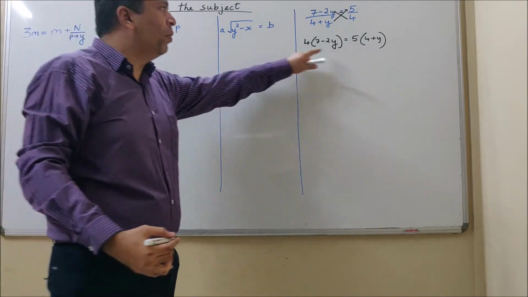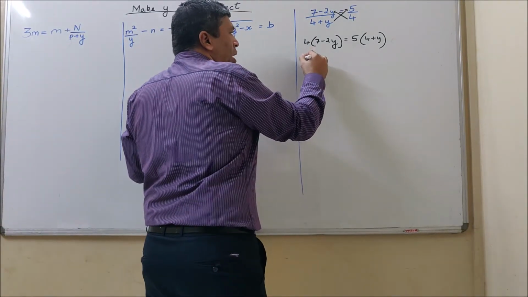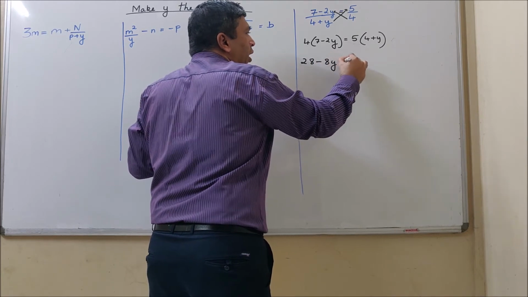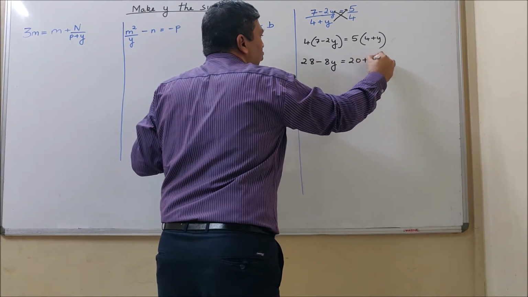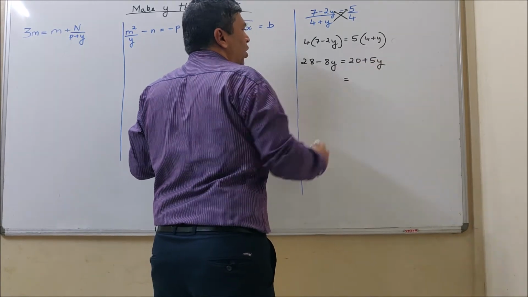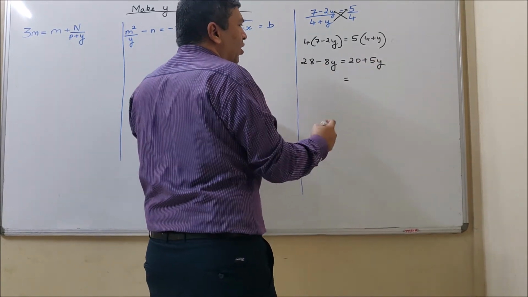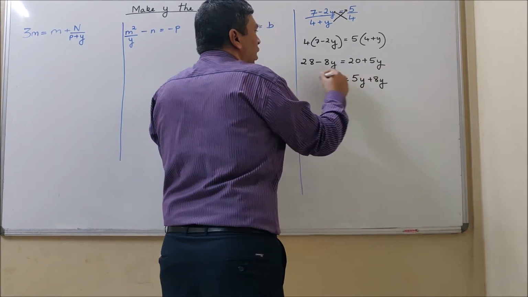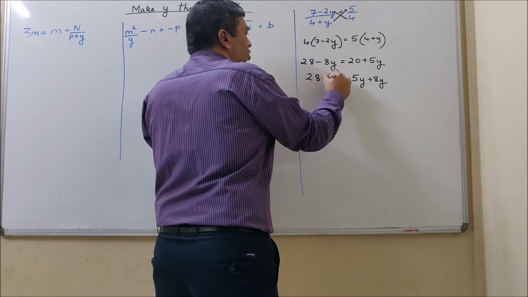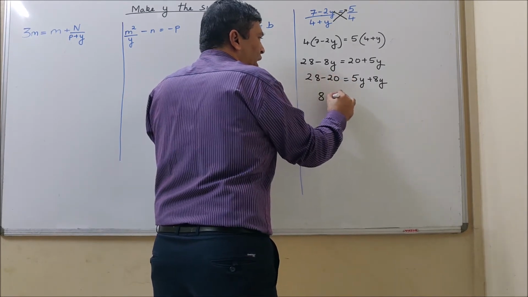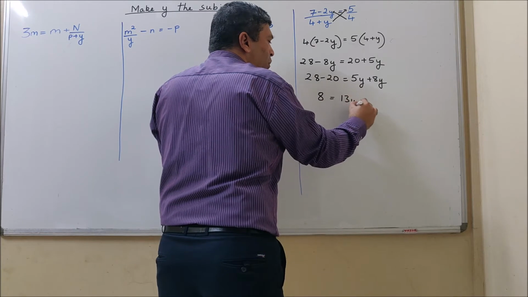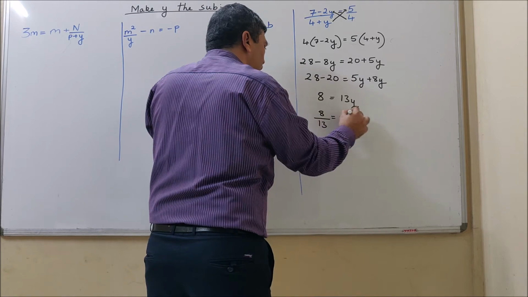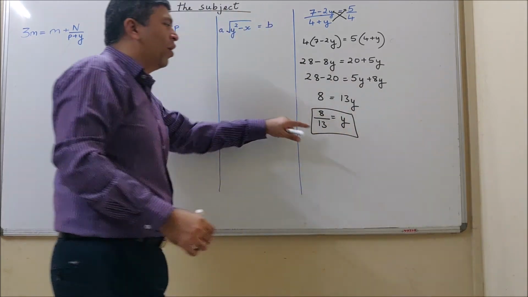Now, open the brackets. So it will become 28 minus 8y is equal to 20 plus 5y. You get the y terms together, get the x terms together. So 5y plus 8y is equal to 28 minus 20. So it's 8 is equal to 13y. Y is equal to 8 over 13. And that's my final answer.